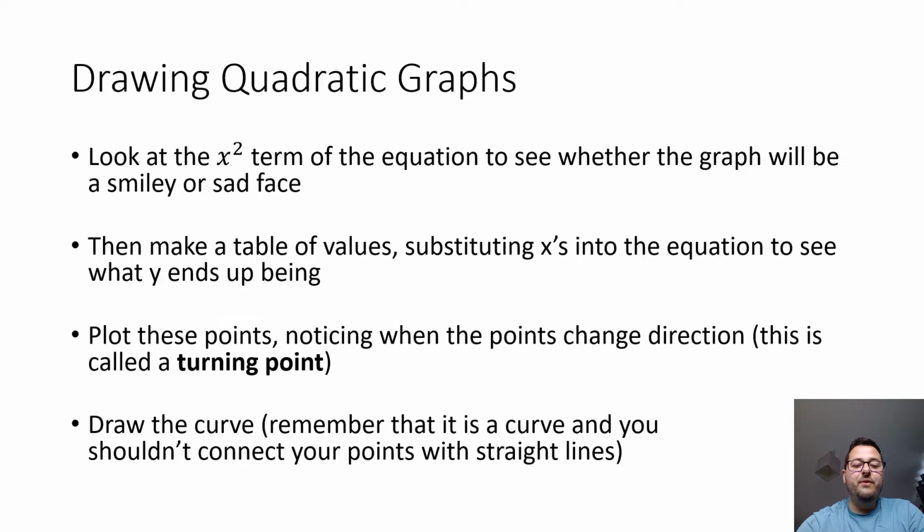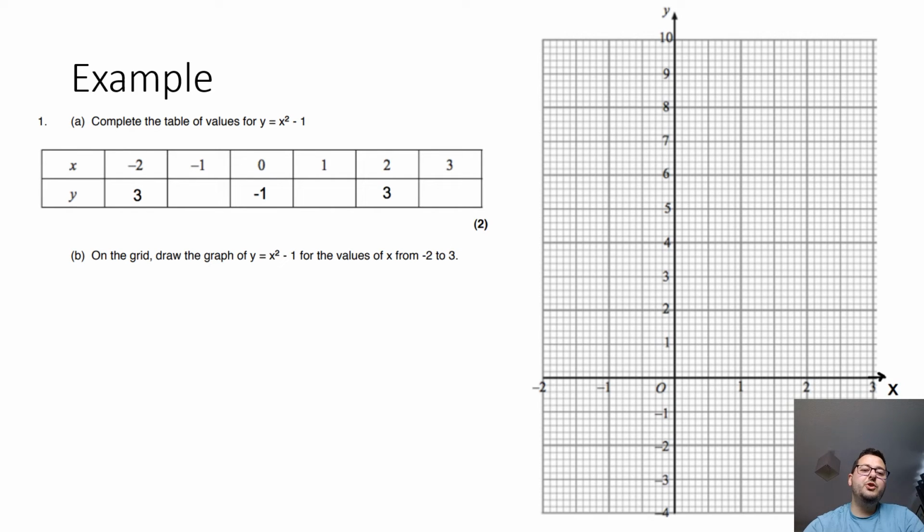Okay, so let's just do a few examples. Number one says, complete the table of values for y equals x squared minus 1. So we want to plug these values in. They've done a couple for us. So minus 1, we'll put that in. Minus 1 squared is 1, and 1 minus 1 is 0. So that is 0. Then the next blank one is x is 1. Well, 1 squared is 1, minus 1 is 0. Then we've got 3. Well, 3 squared is 9, and 9 minus 1 is 8.